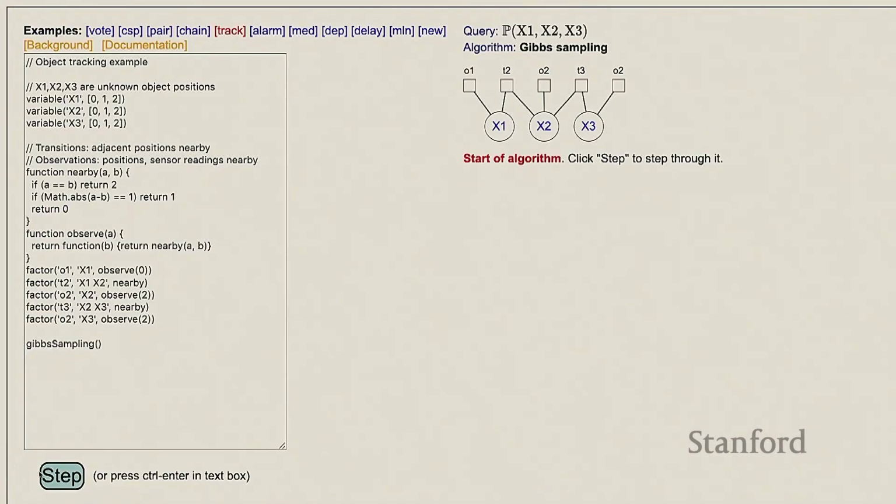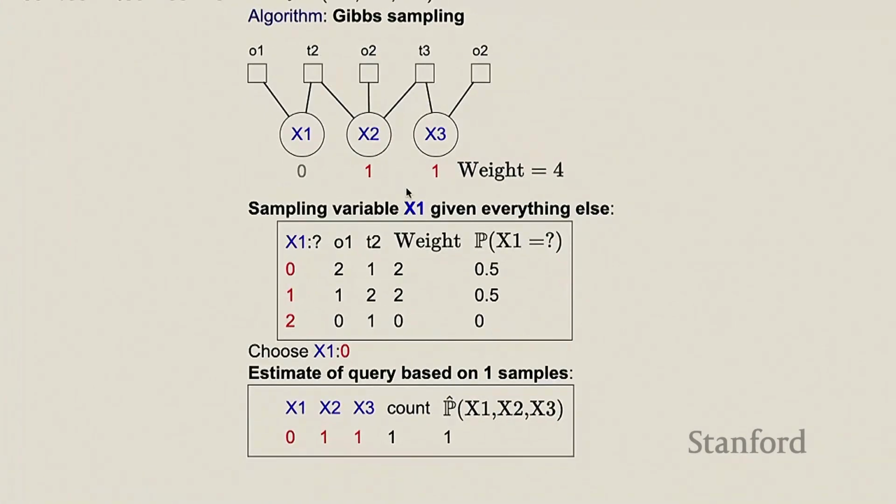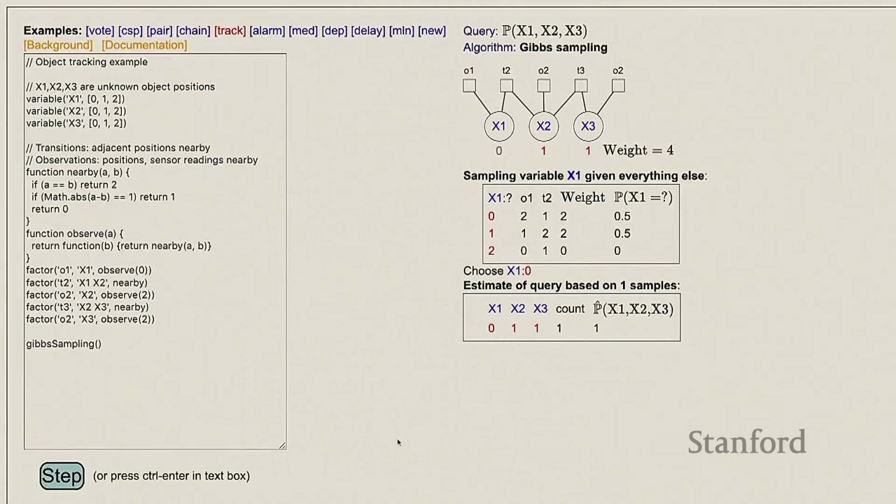So this is the demo. In this case, we're looking at x1, and we're trying out different probabilities for it. We have weights, and that gives us a probability distribution, and we sample from this probability distribution. In this case, it looks like we sampled and chose 0 for x1. Then we keep a record of how many times we've ended up with a certain assignment.